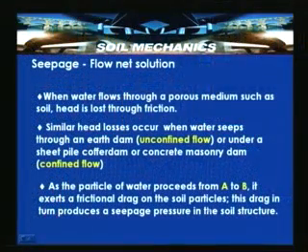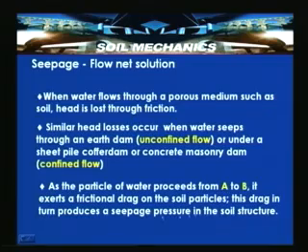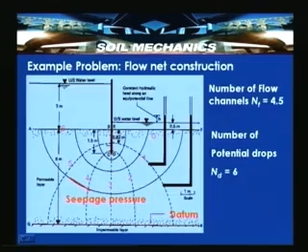So, as the particle of water proceeds from A to B, where A and B are the 2 points over which the flow is taking place with some potential difference, it exerts a frictional drag on soil particles, and this drag in turn produces seepage pressure in the soil structure. This seepage pressure always acts in the direction of flow, that is along the flow lines.